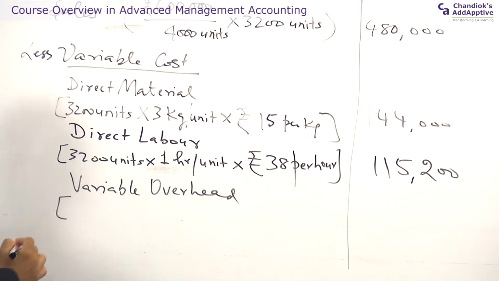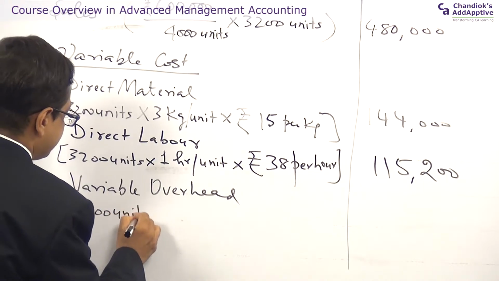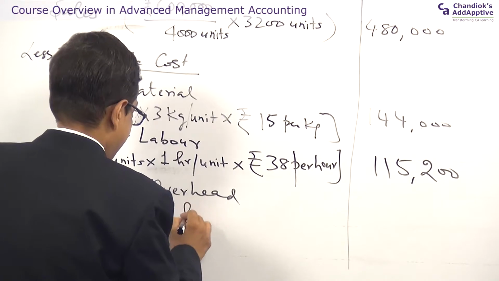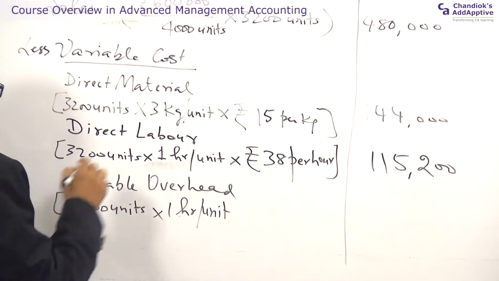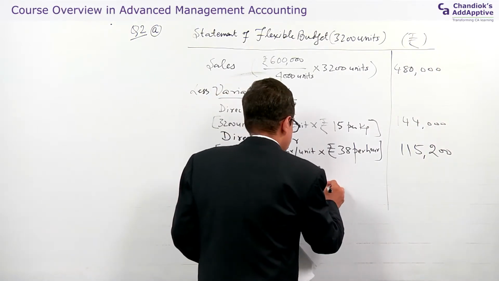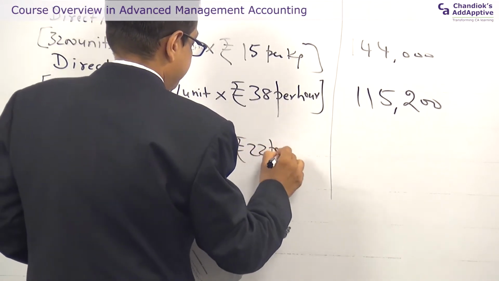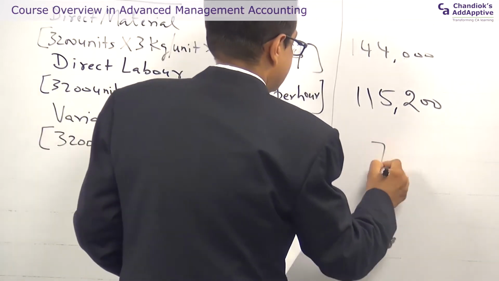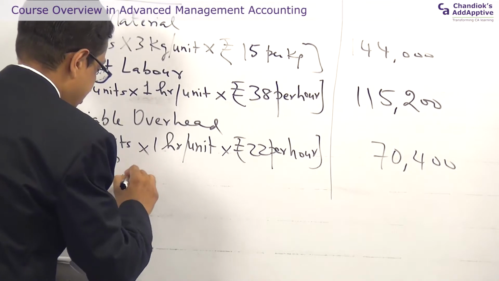again you have to see in perspective of the corresponding units, which is 3200. You take again at the rate of 1 hour per unit, because direct labor is always linked to the variable overhead. You multiply it at the rate of rupees 22 per hour. So it works as 70,400.